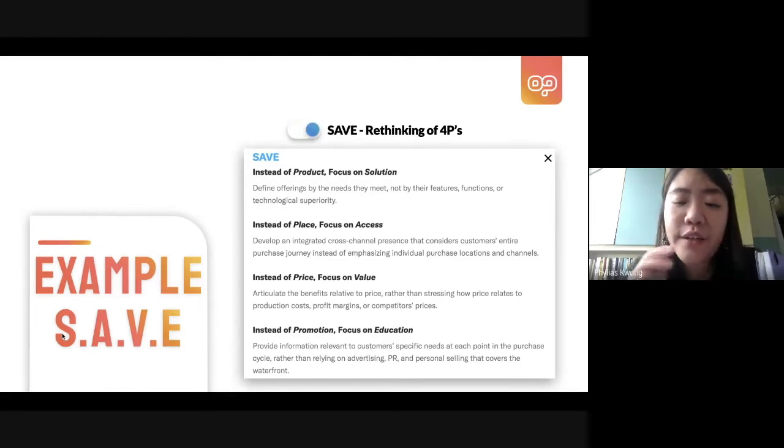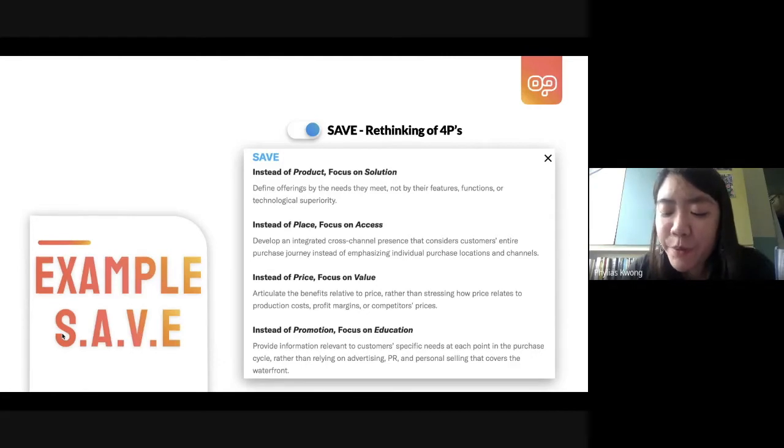Then the next one is about price. Instead of thinking about price, we should think about value. A lot of people think, we want more people to buy, then let's cut the price, let's give a discount and people will buy. But at the end of the day, it doesn't run like this, because especially after COVID-19, customers will be more cautious and more selective when they're spending.